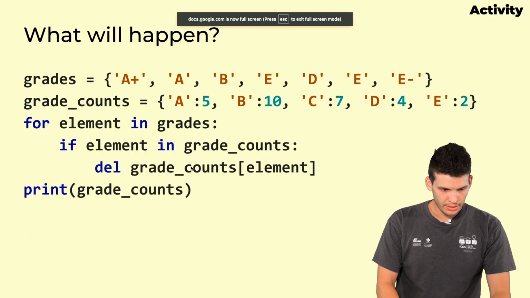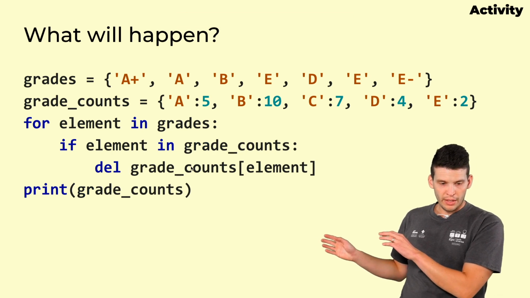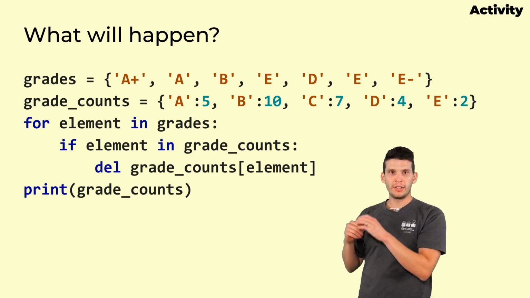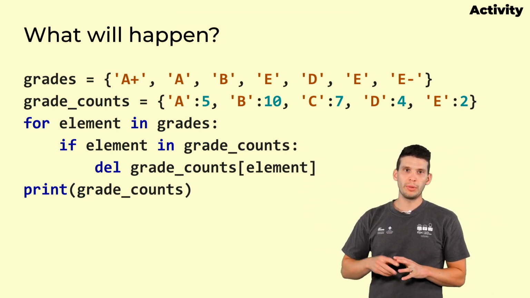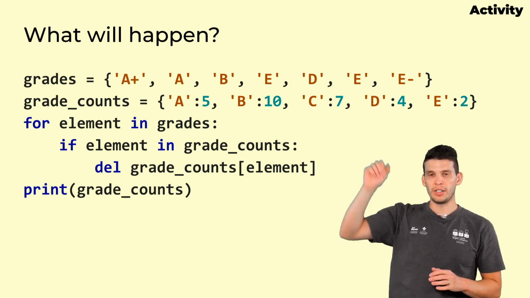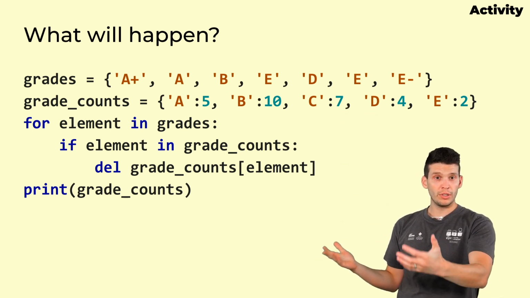All right. Here's another one that actually has a delete for deleting from grade counts. So we have a set and we have a dictionary. So what is this going to do? What is going to happen?